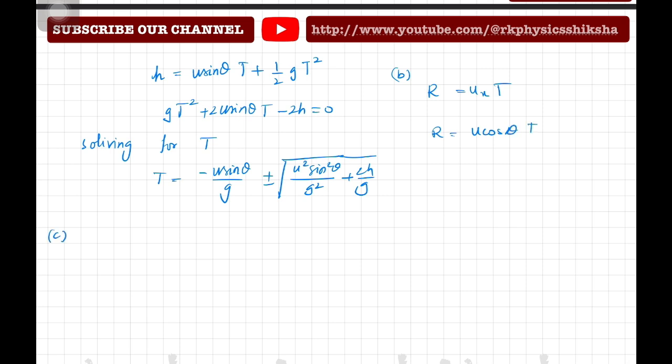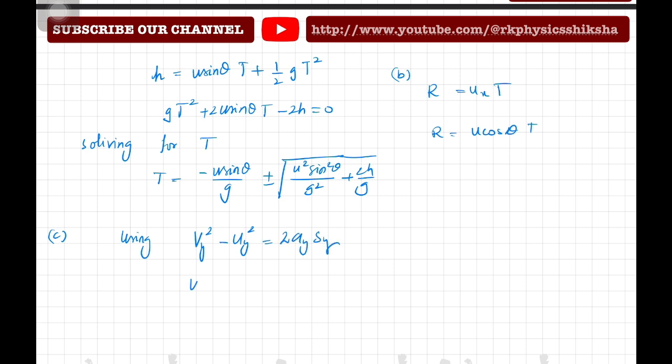Now the last thing we are supposed to calculate is the velocity with which the particle will be striking the ground. For that, I use the equation of motion vy square minus uy square equals 2 into ay into sy.